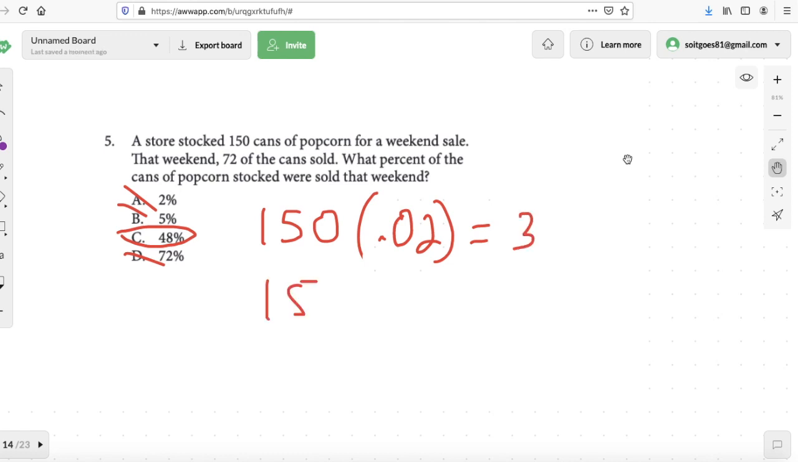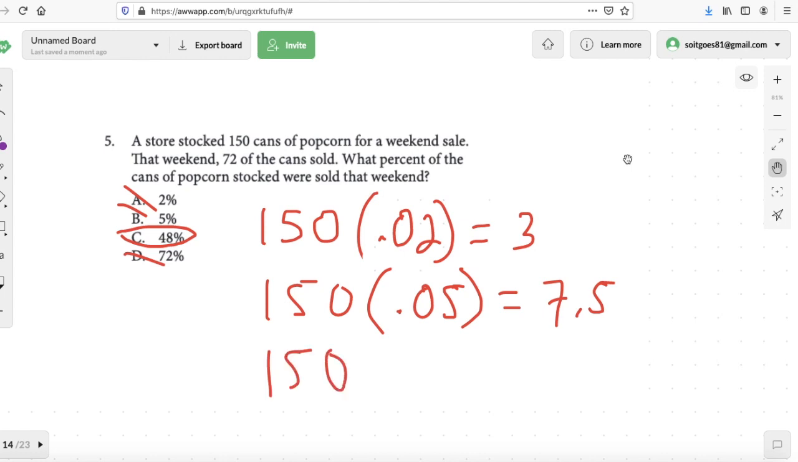What's 150 times 5%? What's 5%, by the way? 0.05, absolutely. Again, just divide 5 by 100, and that'll tell you what the percent is. What's 150 times 0.05? 7.5. No, we're not selling any half cans of popcorn. What's 150 times 48%? 0.48, absolutely. Just multiply by the percent.